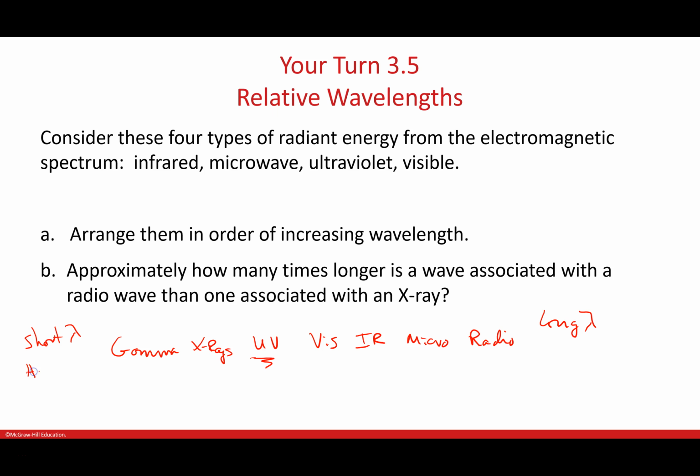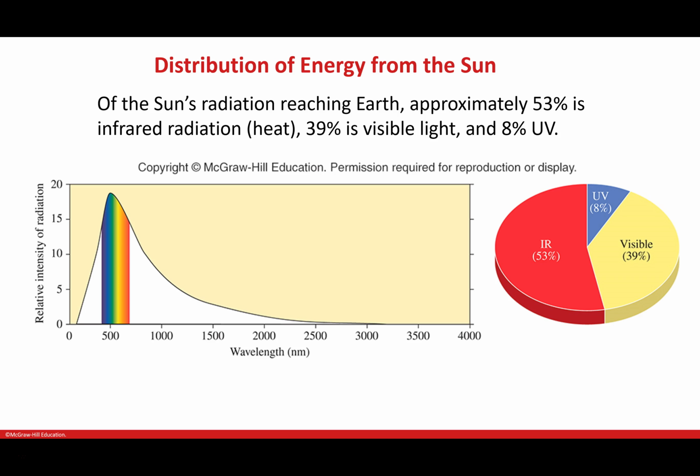So high frequency, and then low frequency here. So for what it's worth, there are a few questions on the next slide about this figure. This is what we call a radiation curve, where along the x-axis, I've got my x and y mixed up, along the x-axis we have different wavelengths.